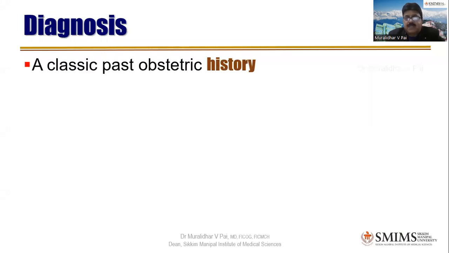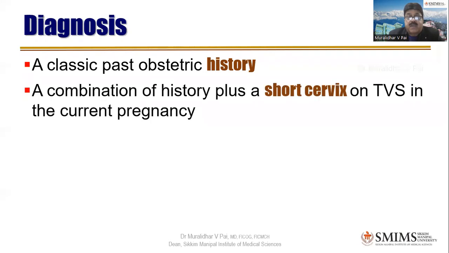A classic past obstetric history, that is recurrent second trimester loss, painless preferably, most of the time live baby, that's a tragedy. A combination of history plus short cervix on TVS in the current pregnancy. So history is obviously previous pregnancy, but short cervix in the current pregnancy on TVS. I'll come to the teaching I used to receive when I was a UG and even maybe a PG, that textbooks used to mention how to diagnose cervical insufficiency during pregnancy and in between pregnancy. So what do you think in between pregnancy? Maybe in the next slide.